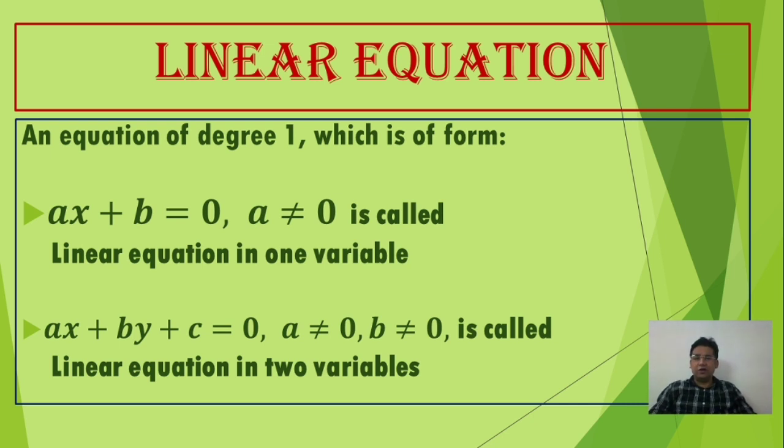An equation of degree 1 which is of the form ax plus b is equal to 0, a not equal to 0, is called a linear equation in one variable. Here the variable is x, so it is a linear equation in one variable. And ax plus by plus c is equal to 0, with both a and b not equal to 0, is called a linear equation in two variables.